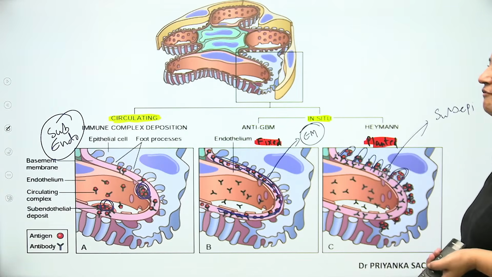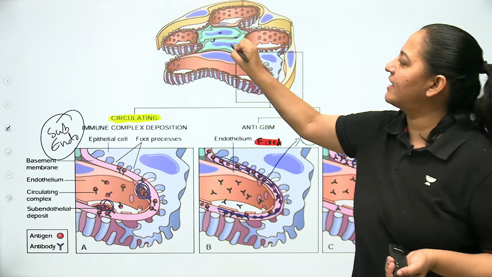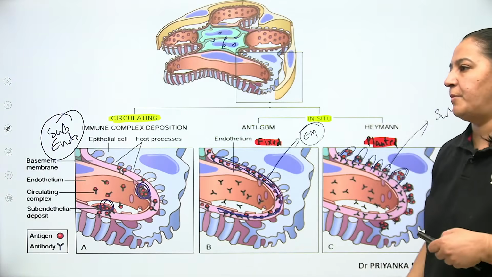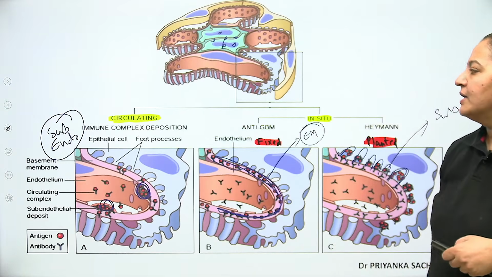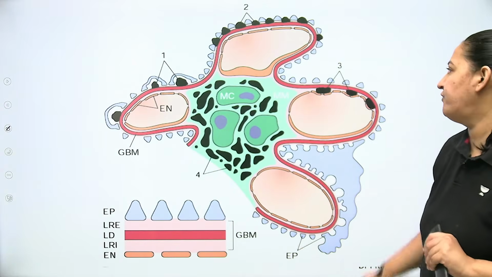Mesangial is not shown here, unfortunately. Mesangial will be here, the green color cells. The mesangial cells. Here can be the deposits, antigen antibody deposits. Everyone give me a thumbs up, right? So you can see now these are the same diagram from the Robbins showing all four deposits.